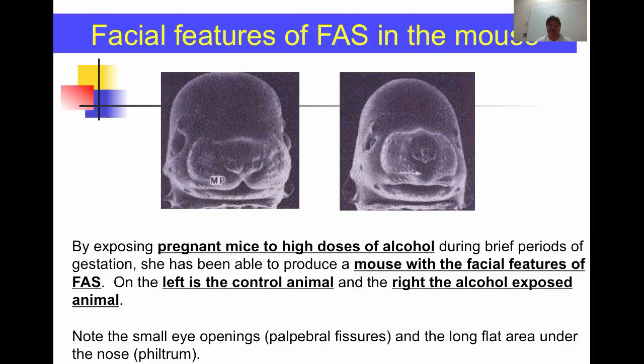This shows the facial features of fetal alcohol syndrome in a mouse. The pregnant mice were exposed to high doses of alcohol during gestation, and the mouse showed what we consider facial features of fetal alcohol syndrome. You can see the small eye openings and the long flat area under the nose.